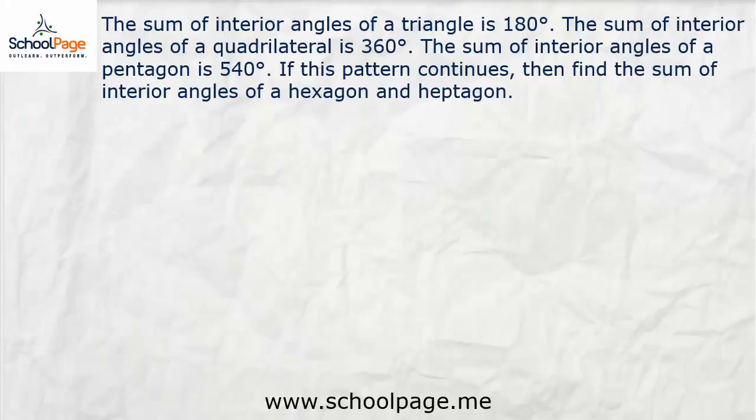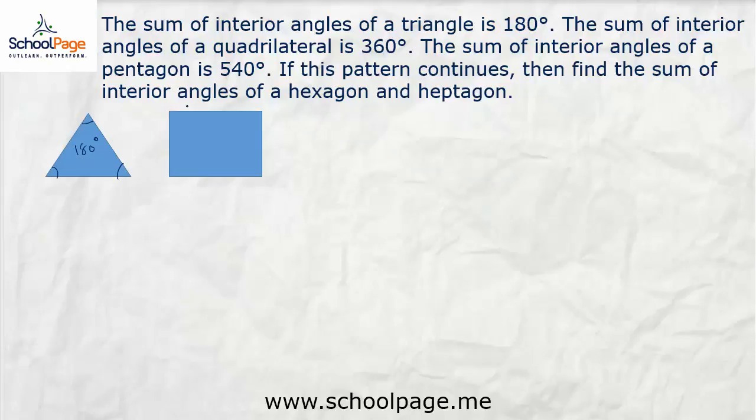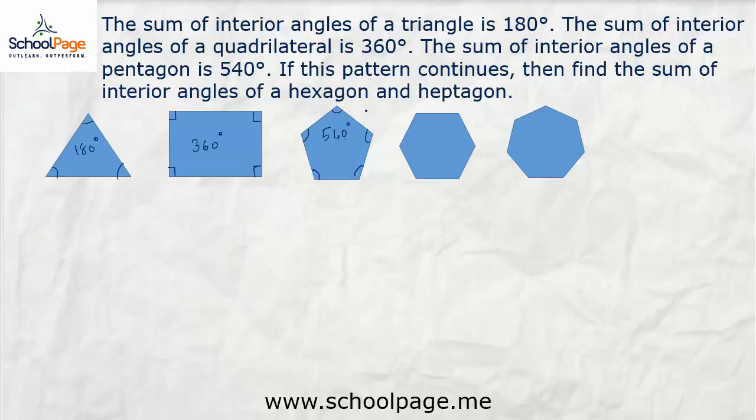Let us take an example. The sum of interior angles of a triangle is 180 degrees. The sum of interior angles of a quadrilateral is 360 degrees. The sum of interior angles of a pentagon is 540 degrees. If this pattern continues, then we have to find the sum of interior angles of a hexagon and a heptagon.